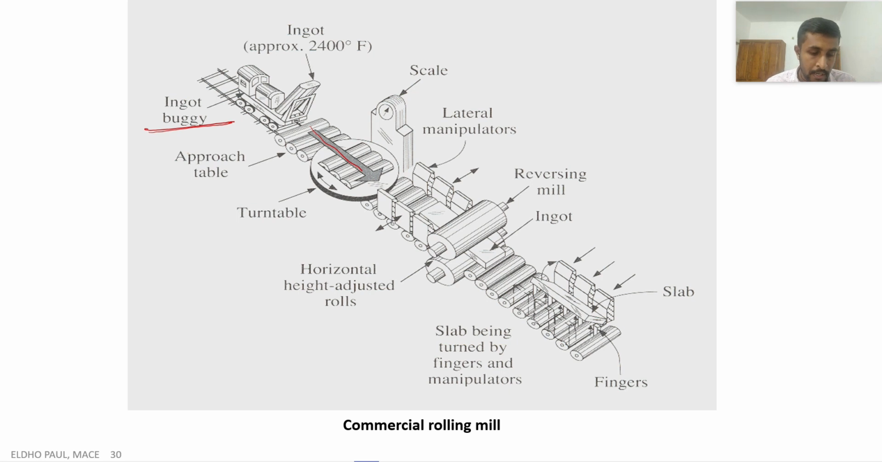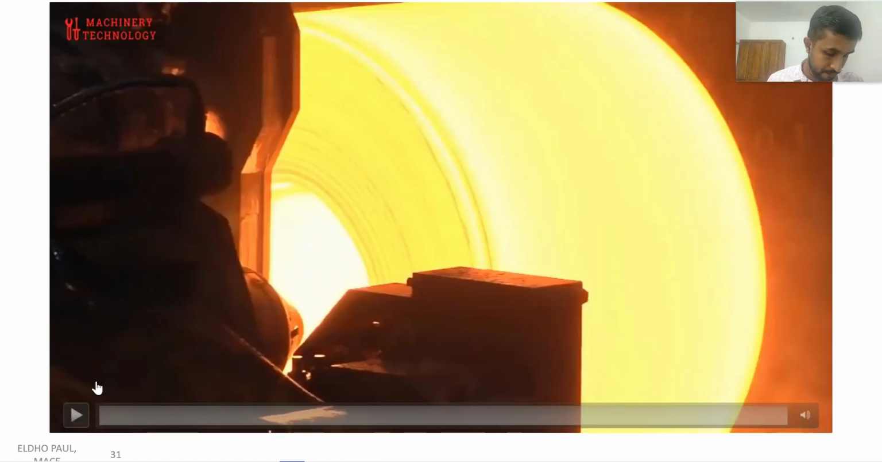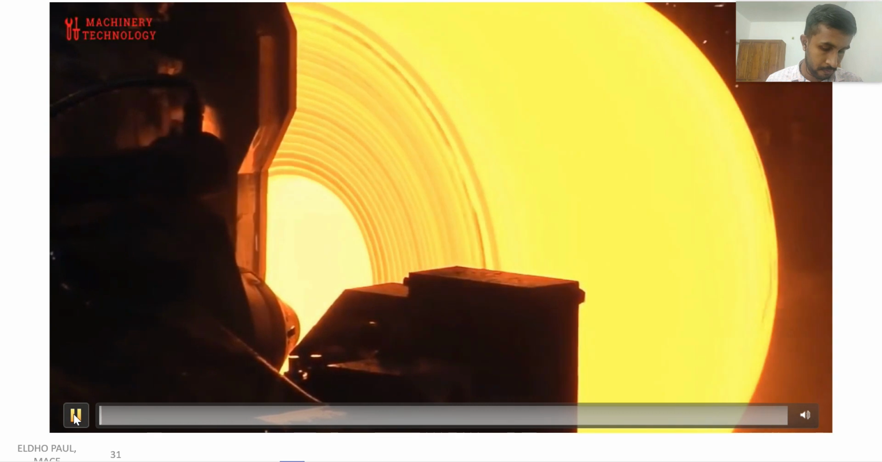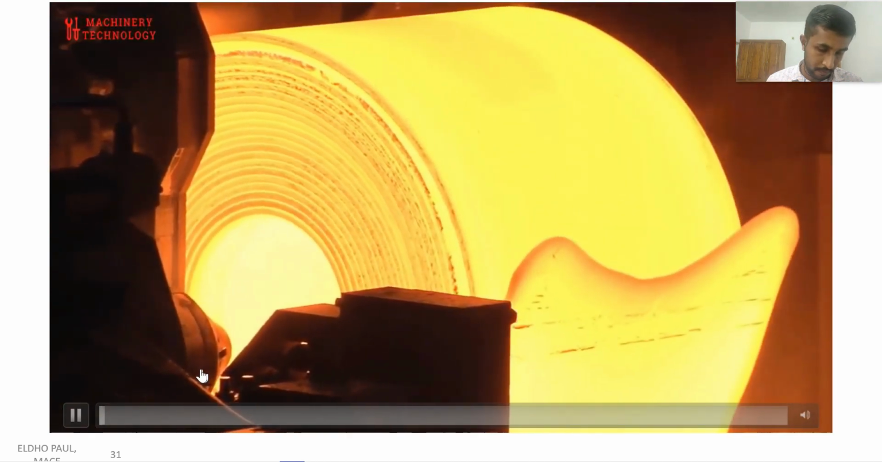We do some descaling. Scales on the surface of the ingots are removed at this stage. Then through this arrangement, it arrives at the rolling mills. This is the rolling mill, and it passes through the rolling mills. After rolling, the final product is a slab or plate, etc. So we will see a video related to that. This is the final product after rolling. We actually call these sheets after the rolling process.